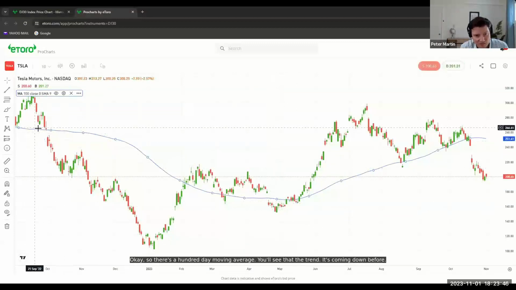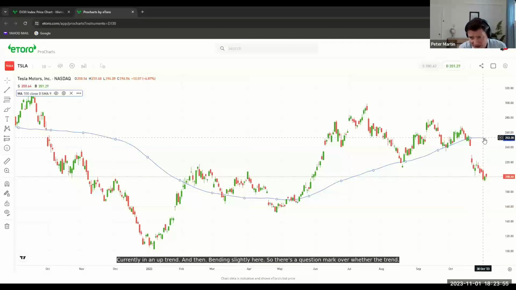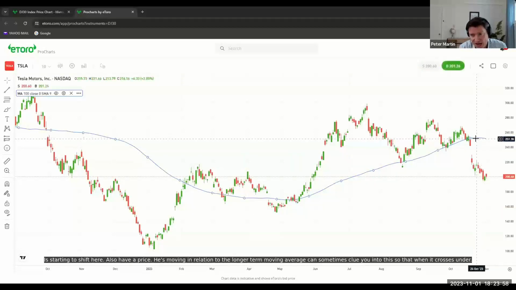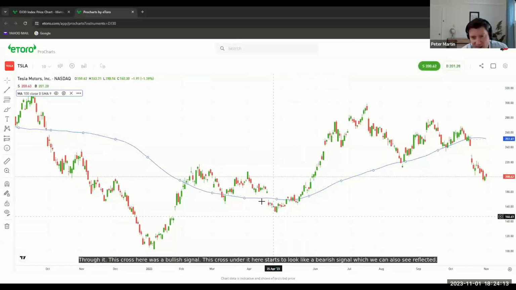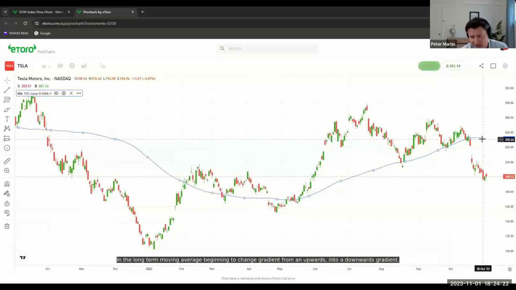You can see that the trend was coming down before, currently in an uptrend, and then bending slightly here. So there's a question mark over whether the trend is starting to shift. Also, how price is moving in relation to the longer-term moving average can sometimes clue you into things. When it crosses under and through it, this cross here was a bullish signal. This cross under it here starts to look like a bearish signal, which we can also see reflected in the long-term moving average beginning to change gradient from an upwards gradient to a downwards gradient.